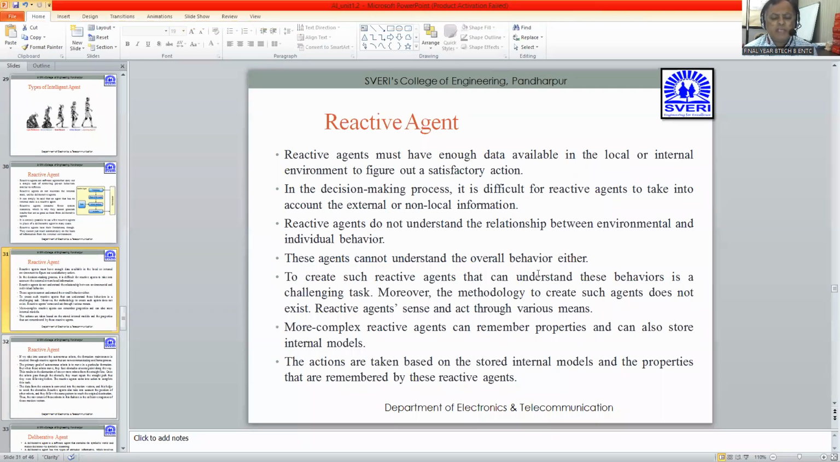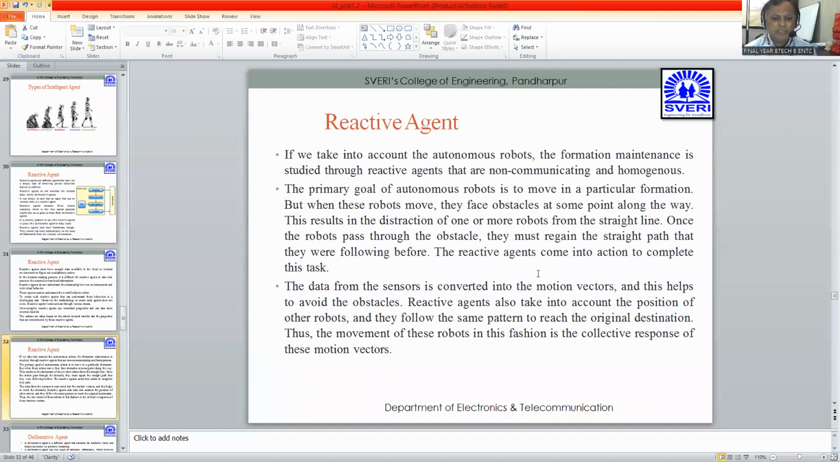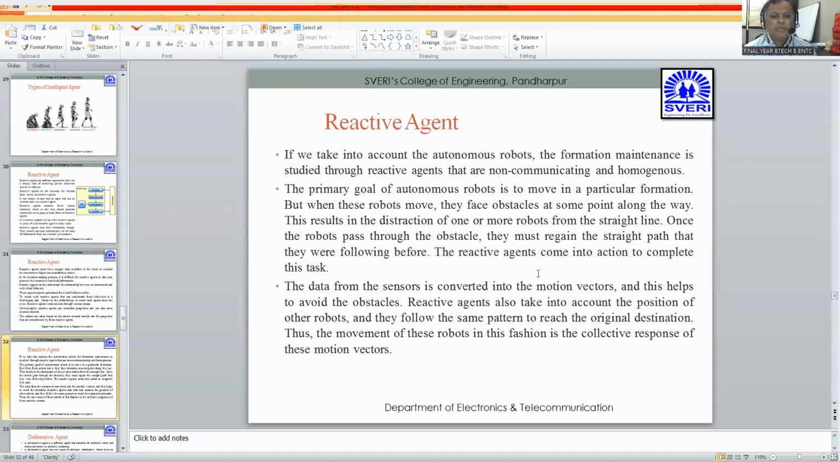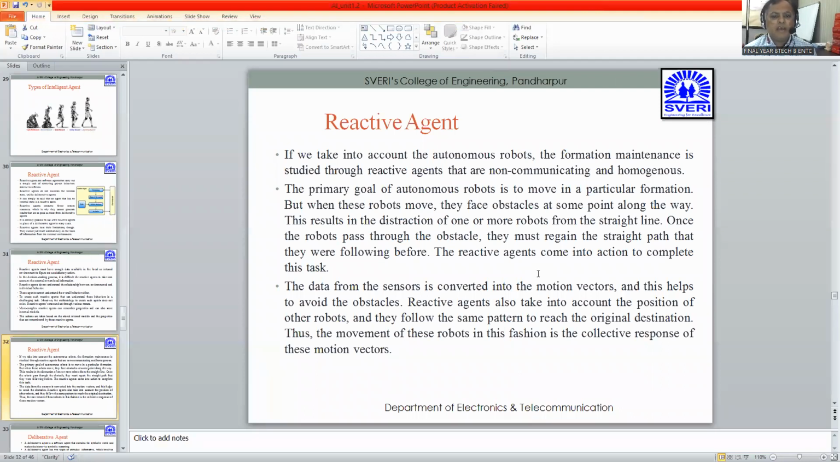Then more complex reactive agents may have some properties to remember, and can also store some internal models. So based on the internal models and properties that are remembered, the reactive agents can take actions. I'm just summarizing what the thing is. And the best example of the reactive agent is to regain the straight path after obstacles. How does the reactive agent do this? It converts the data from the sensors into motion vectors, and the movement of the robot is nothing but the collection of these motion vectors. So this is about the reactive agent.